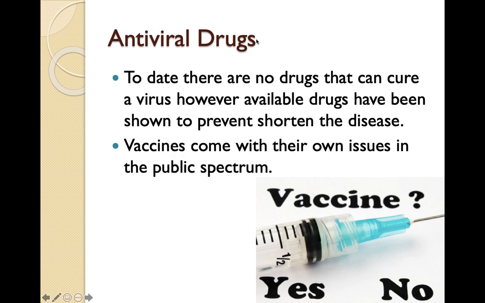Now, vaccines. To date, there have been no drugs that have ever been developed that can outright just cure a viral infection. We can prevent them in the sense of you can train the body to fight against the virus from the get-go. You can block the receptor sites, like I mentioned earlier, or you can destroy the virus when it's outside of the human cells. But once the virus is inside of the human cell, there's very little you can do about it.